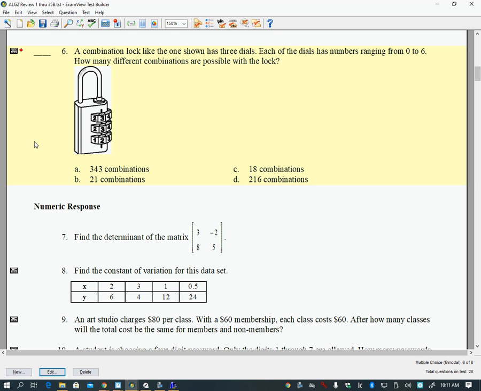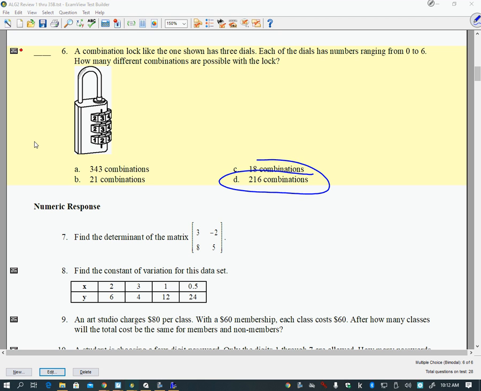A combination lock, like the one shown, has 3 dials. All right, you've seen things like that. Each dial has a number ranging from 0 to 6. How many different combinations are possible with the lock? I guarantee I know what you did. All right, let me see if I'm right.